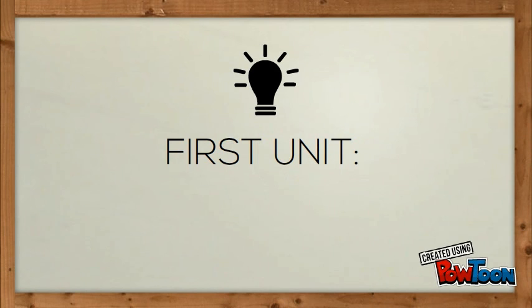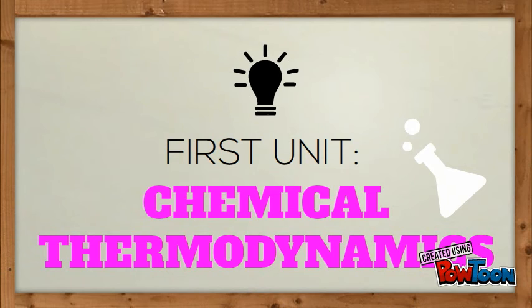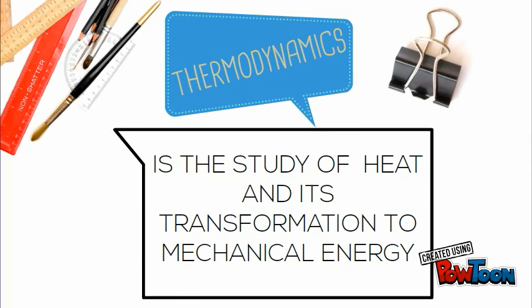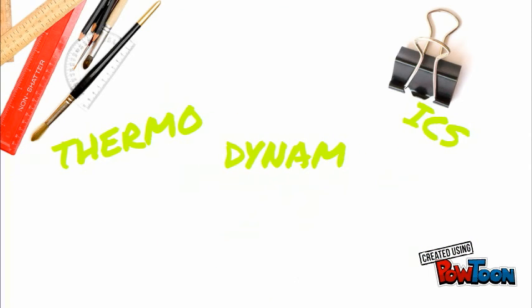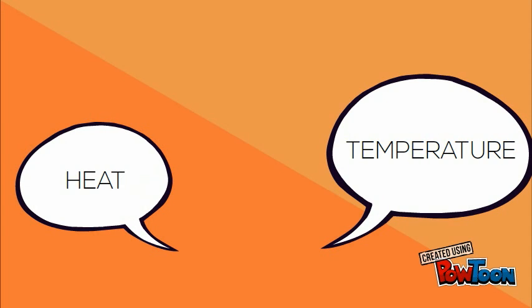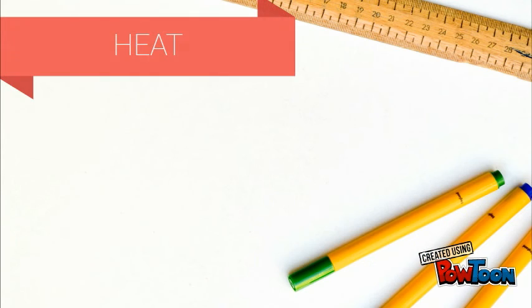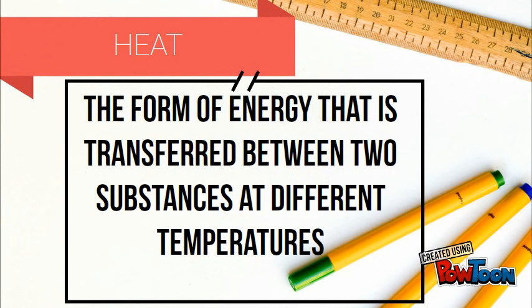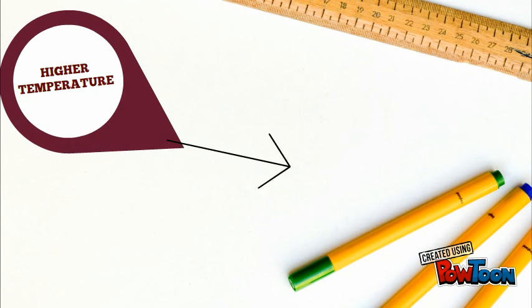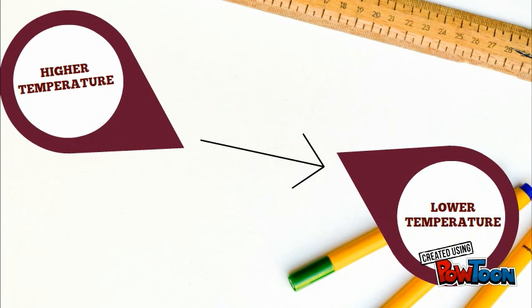First unit is Chemical Thermodynamics. Thermodynamics is the study of heat and its transformation to mechanical energy. Using word dissection, it would mean the study of heat power. Heat and temperature are often used interchangeably, but this is incorrect. Heat is the form of energy that is transferred between two substances at different temperatures. The direction of energy flows from the substance of higher temperature to the substance of lower temperature.